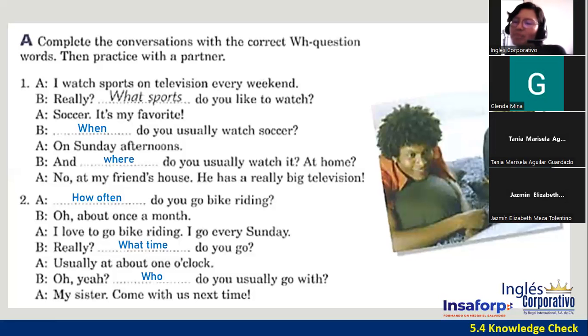You begin. How often do you go bike riding? Oh, about once a month. I love to go bike riding. I go every Sunday. Really? What time do you go? Usually at about 1 o'clock. Oh, yeah? Who do you usually go with? My sister. Come with us next time.